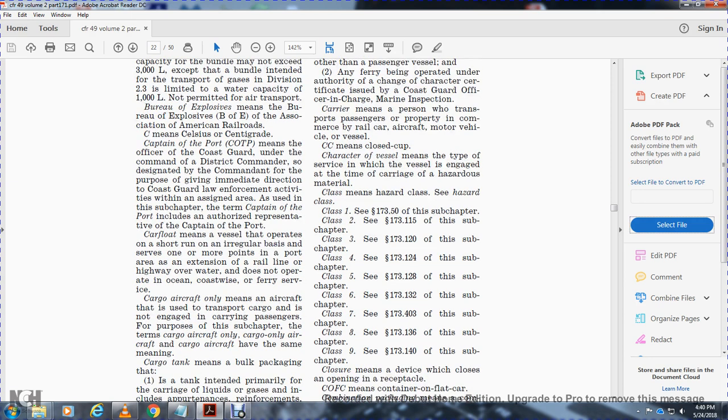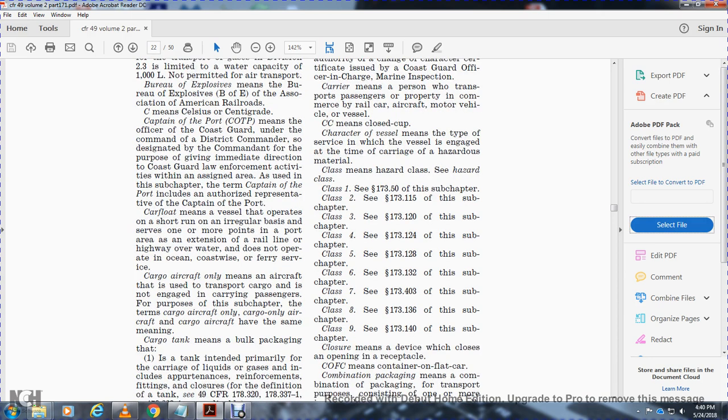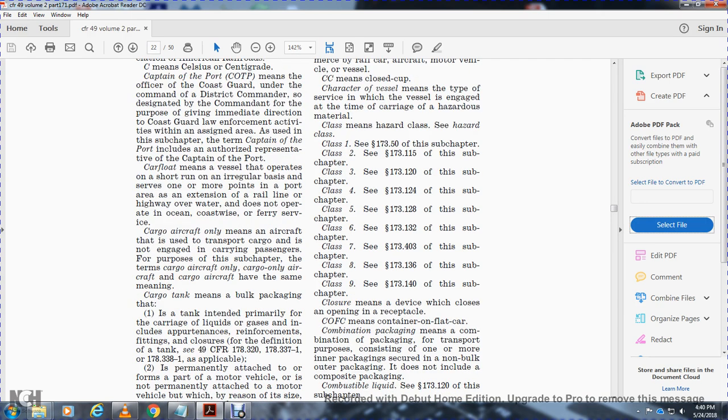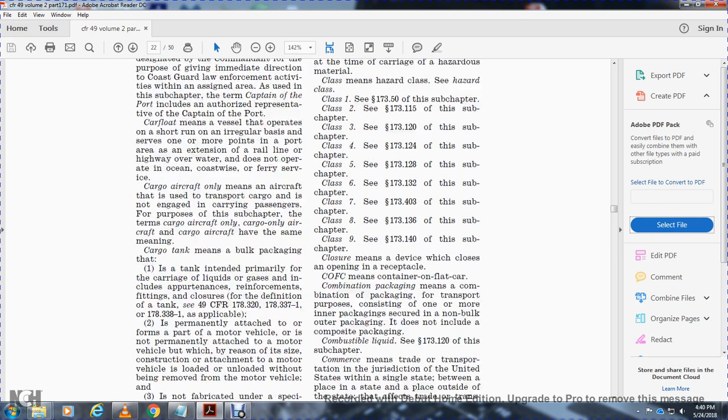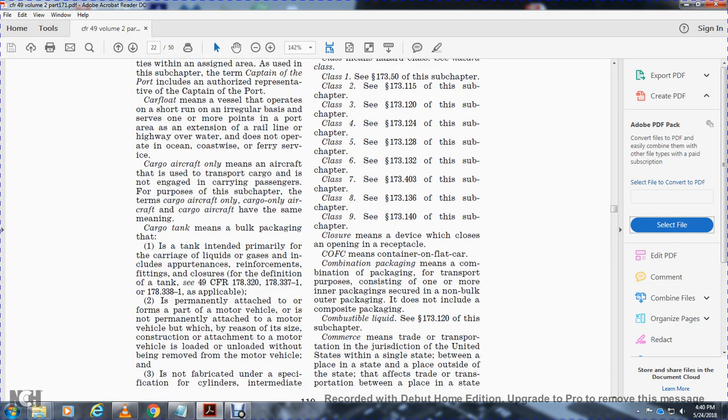173.140 of the subchapter. Closure means the device for the closure of the opening of the receptacle. COFC means container on flat car. Combination packaging means a combination of packaging for transportation consisting of one or more inner packagings secured in a non-bulk outer packaging that does not include composite packaging. Combustible liquid, 173.120 of the subchapter.